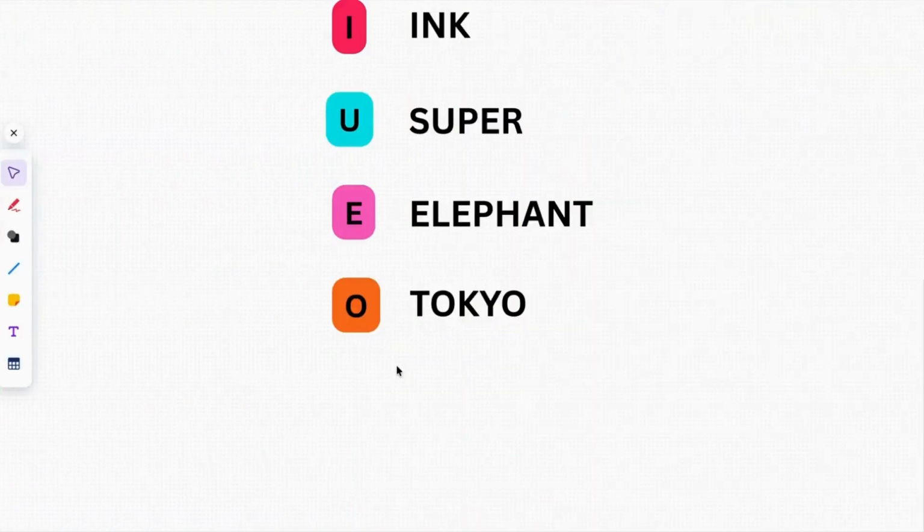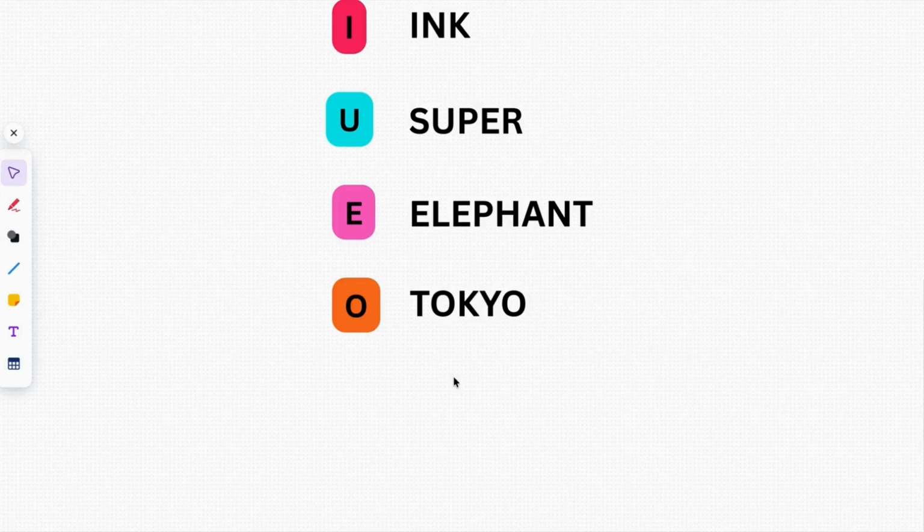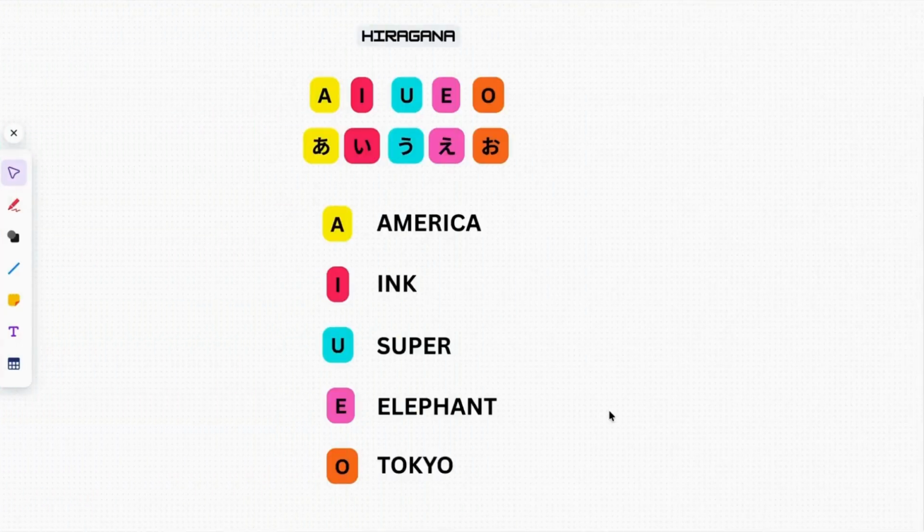Now let's consider the fifth vowel O. Interestingly, the letter O in English and the way that we spell it in the Japanese Hiragana system is almost the same. So if you consider the word Tokyo, we actually say O, which is the way that we even spell it in English. Now let's learn how to remember the Japanese Hiragana letters in an easy way.